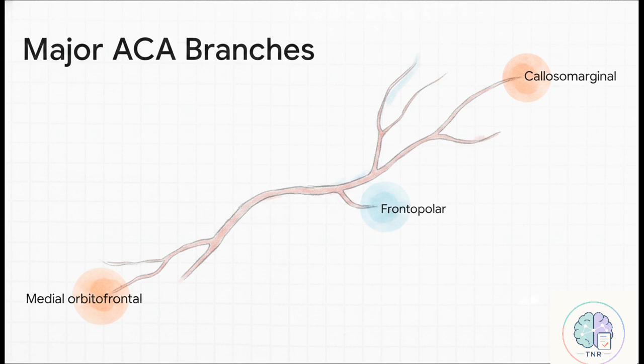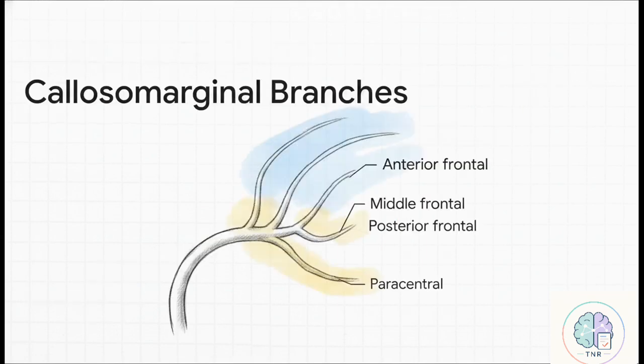Traveling further downstream from Heubner, we sequentially pass a few other major branches. First up, the medial orbital frontal artery. Next is the frontopolar artery. And then we arrive at a major landmark we mentioned earlier, the calloso-marginal artery.